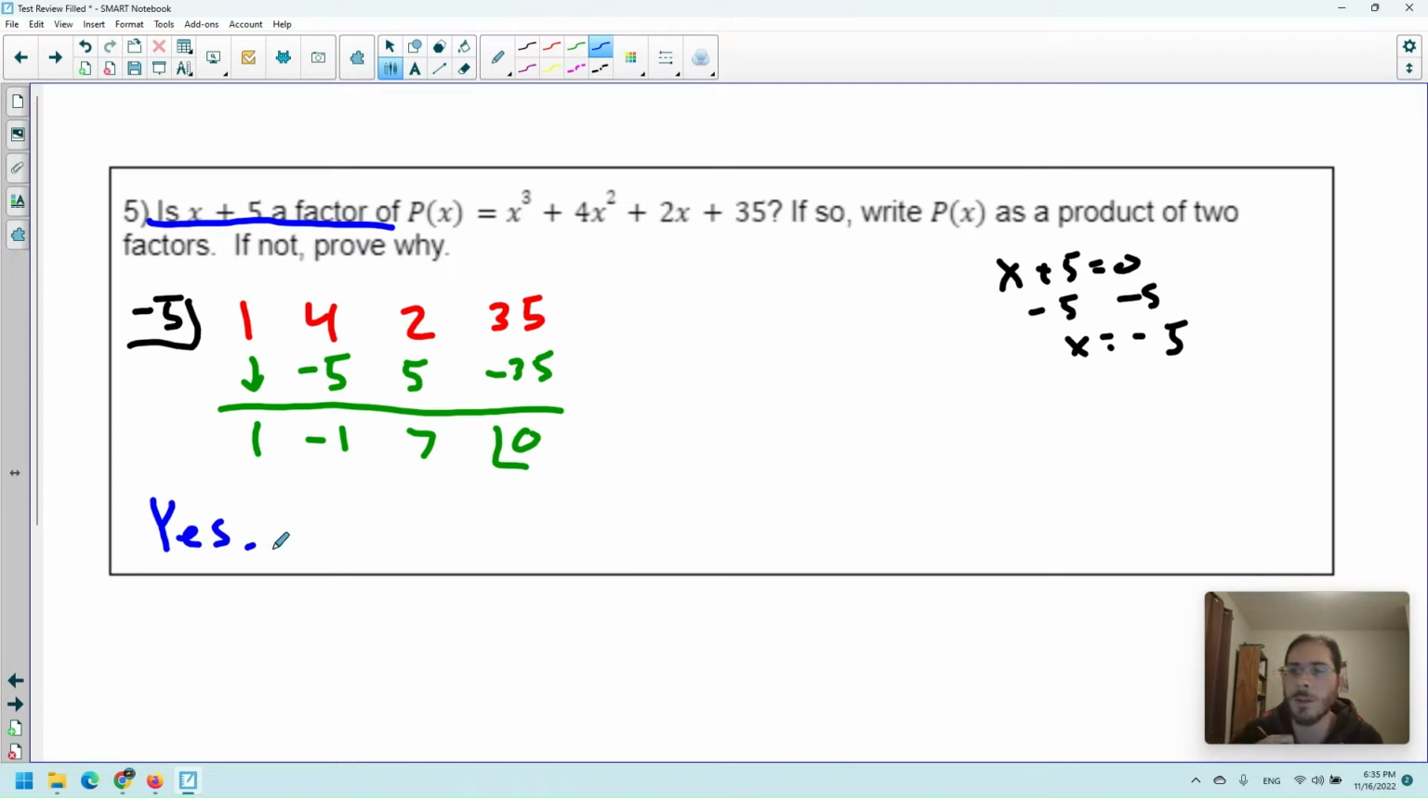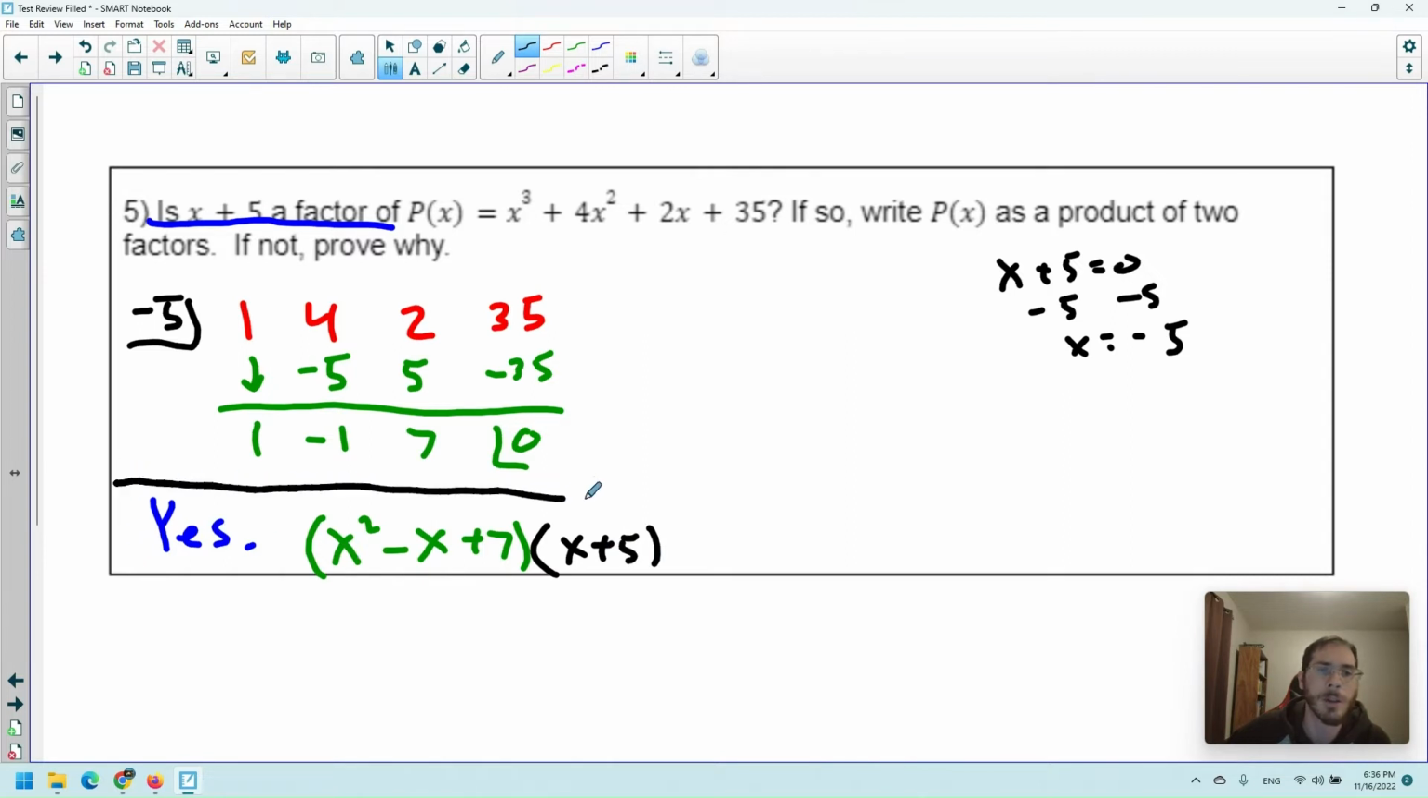So the next thing we've got to do is write it as a product of 2 factors. So what we're going to do is take our result down here. And we have to remember, since we started with x to the third, when we divide it by 1x, we're going to be left with x squared at the beginning. So x squared minus x, or minus 1x, plus 7. And then we divided by our x plus 5 over here. So we have to write that as x plus 5. And that's our final answer. It's got all those parts to it.